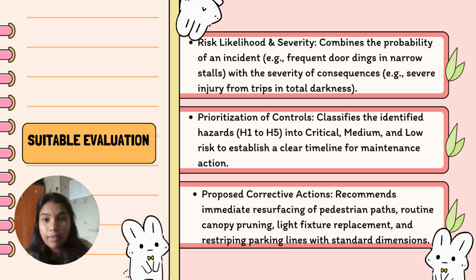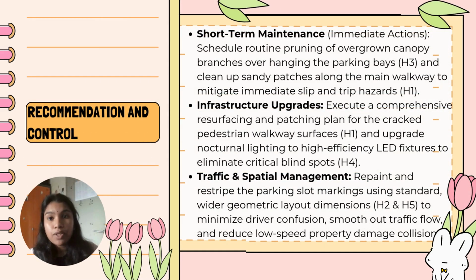By ranking all five hazards from critical down to low risk, we give the university a clear, data-driven timeline. This helps management know exactly where to spend their budget and prioritize maintenance where it is needed most. Now that we know which risks are the most urgent, how do we fix them? Based on our findings, we have created a three-tiered control strategy. This is a step-by-step plan to solve these problems systematically.